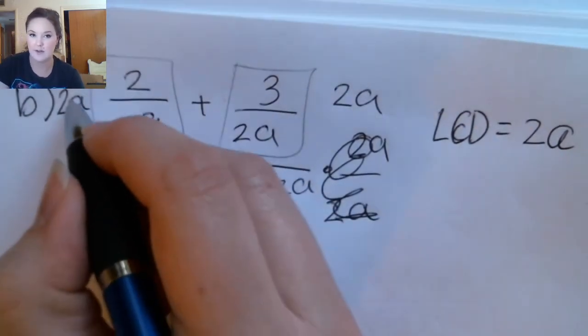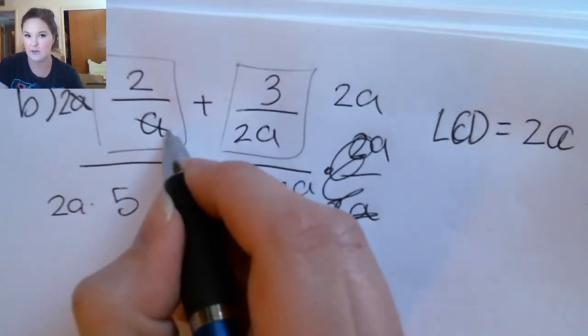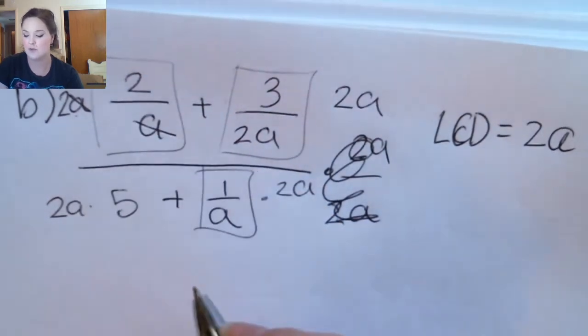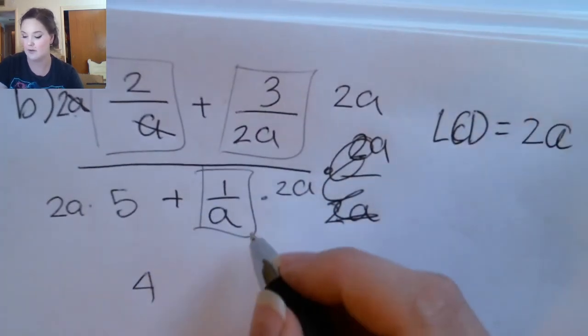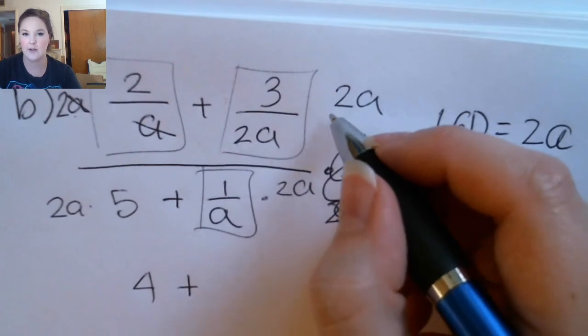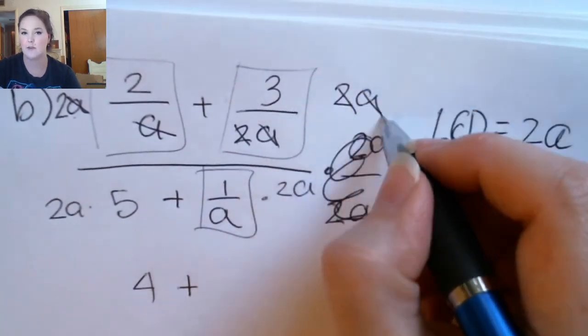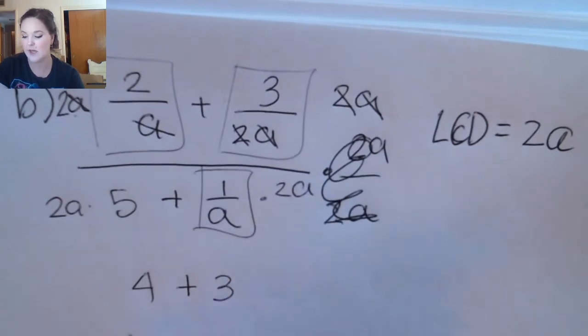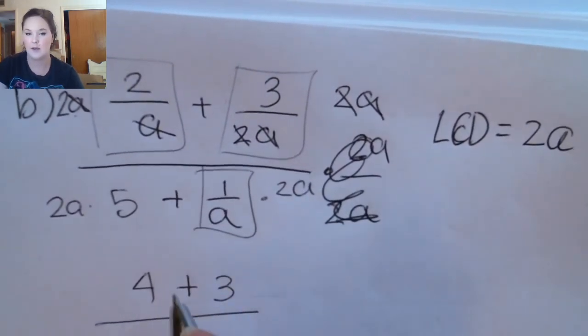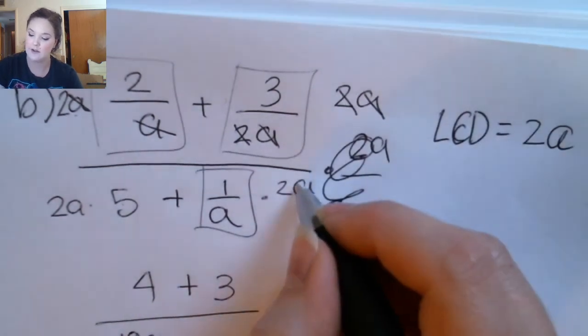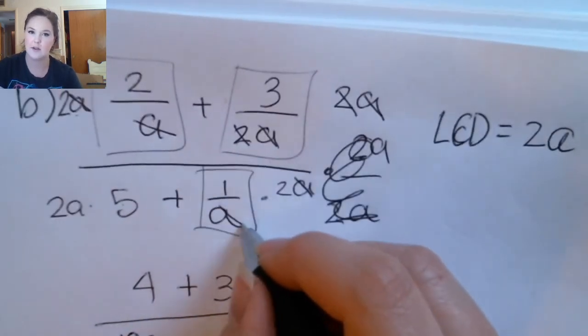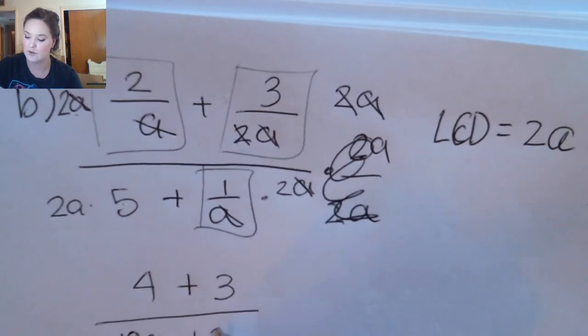So here this a is going to cancel with this one, and I'll have 2 times 2, which is 4. Now here this 2 is canceling with this one, this a is canceling with this one, so I'm just left with my 3. In my denominator I have 2a times 5, that's 10a. Here this a is canceling with this one, and I just have 2.